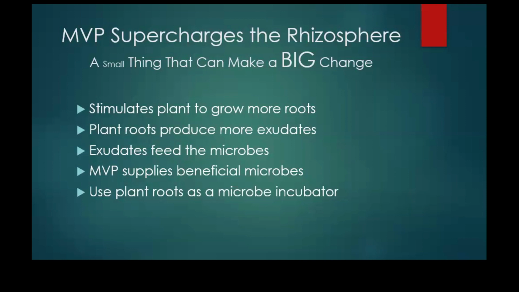How does that happen? Well, it stimulates plants to grow more roots. And as they grow more roots, it puts out more plant root exudates. The exudates feed the microbes, and then the MVP makes sure that we have a supply of beneficial microbes there to multiply. And so that plant actually acts as a microbe incubator, multiplying those beneficial organisms. So that's how you start that plant cycling, like Dr. Muir talked about. And then it takes off on its own.